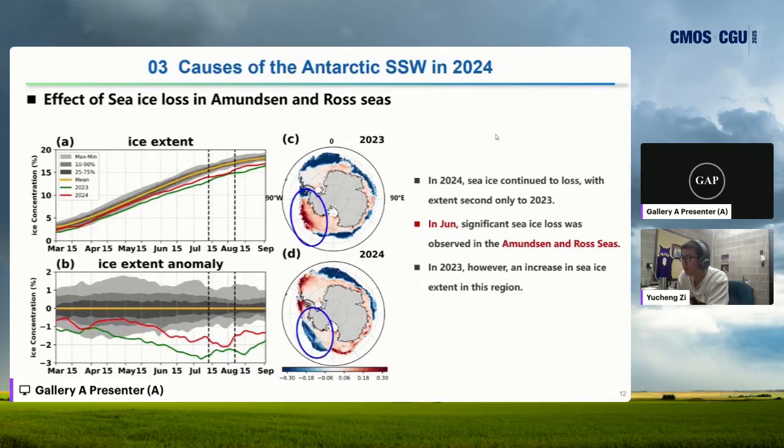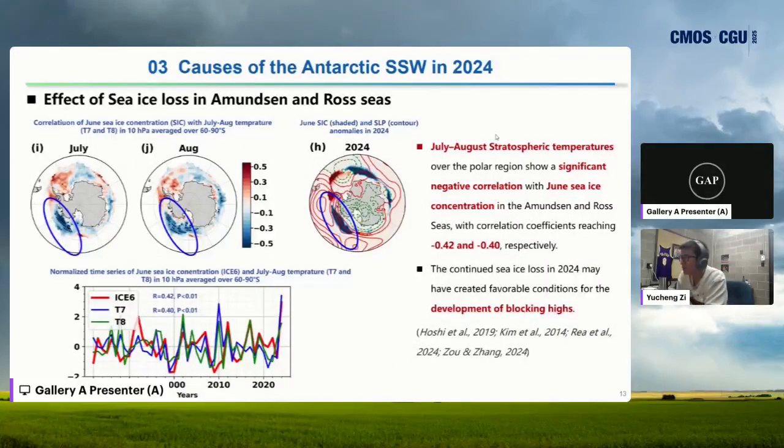We can see in panel B that in 2024, CIS continued to lose extent, second only to 2023. In July, significant CIS loss was in the Amundsen and Ross Seas. However, in 2023, the CIS was increasing in this region. So it's opposite in 2023 and 2024. Next.